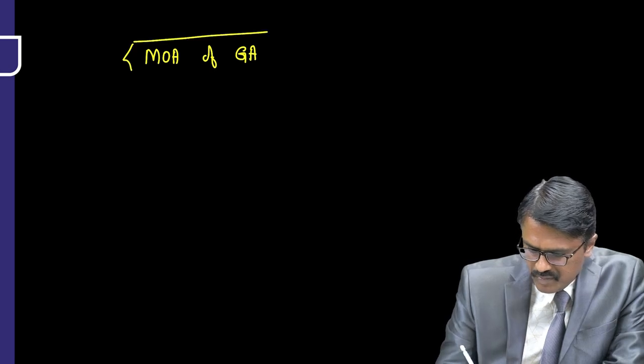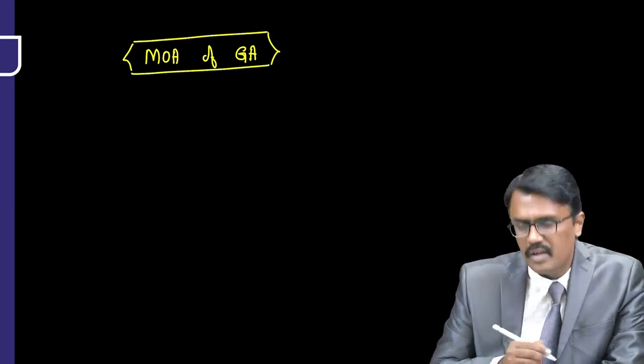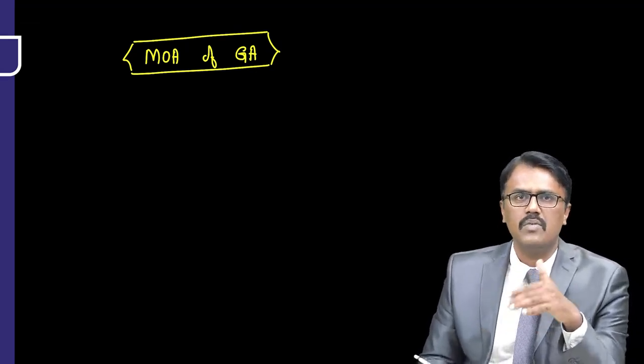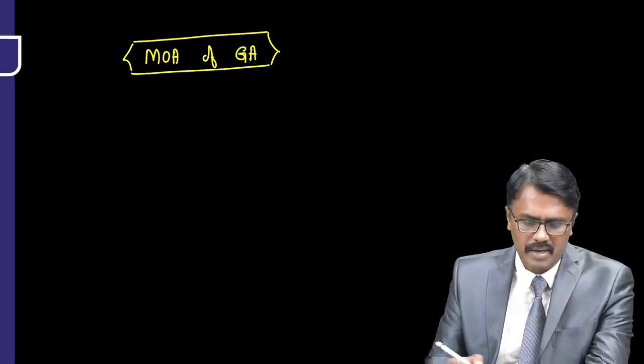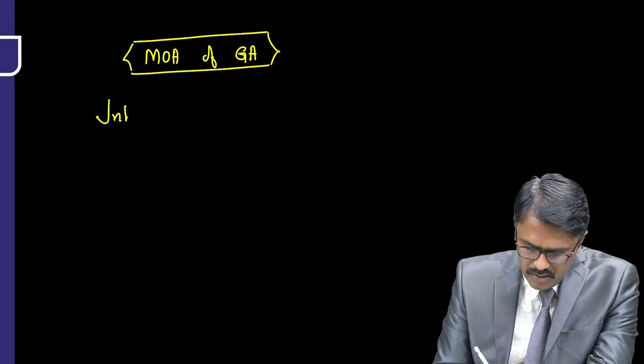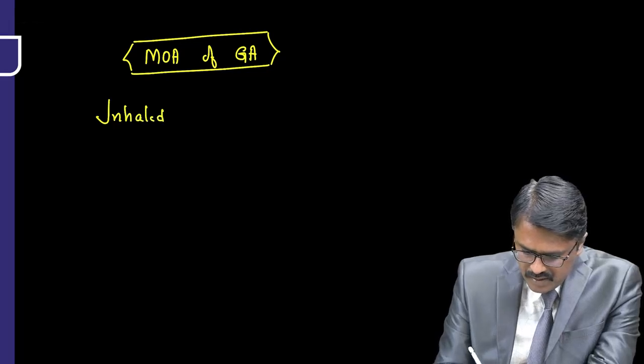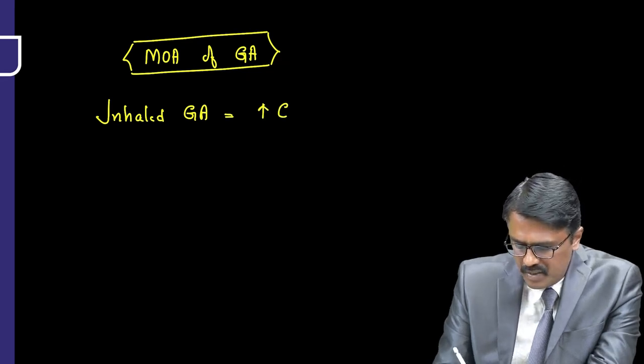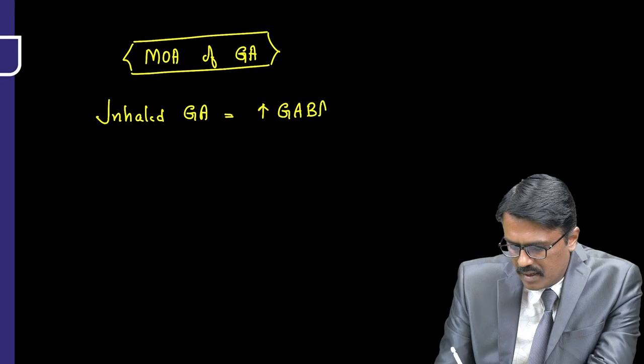Once we have understood the procedure, let us understand the mechanism of action of these drugs. Mechanism of action of the general anesthetics. Obviously, if you want to anesthetize, you want to stop the CNS, you have to suppress the CNS. So most of them should suppress the CNS. What is their mechanism of action? Most of the inhaled general anesthetics increase the activity of GABA.